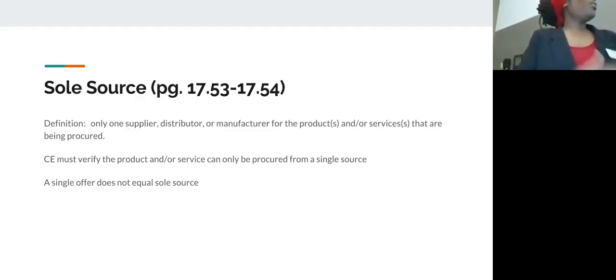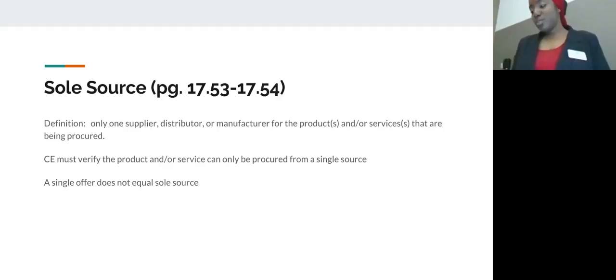So really the whole bottom line with this one is being really thorough in terms of, is this really a sole source? Because in a lot of cases, it really could just be adequate competition, and you need to be able to differentiate between the two.